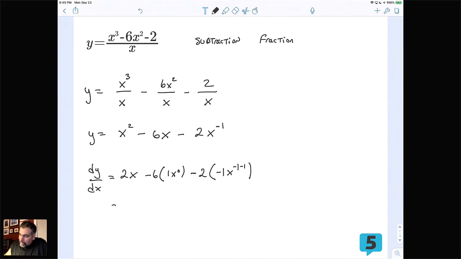So let's start cleaning this up a little bit. We're going to get 2x. We're going to get minus 6 because that guy is going to turn into a 1. And then over here, we're going to get negative negative, which is going to be plus 2. And this right here is really x to the negative 2. So that ends up becoming a denominator of x squared. So we've got dy over dx equals 2x minus 6 plus 2 over x squared.